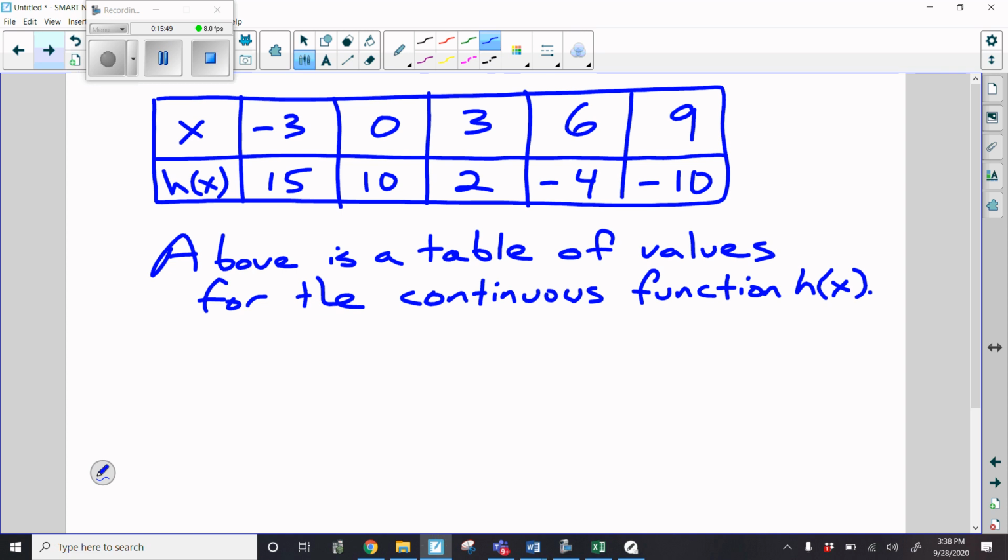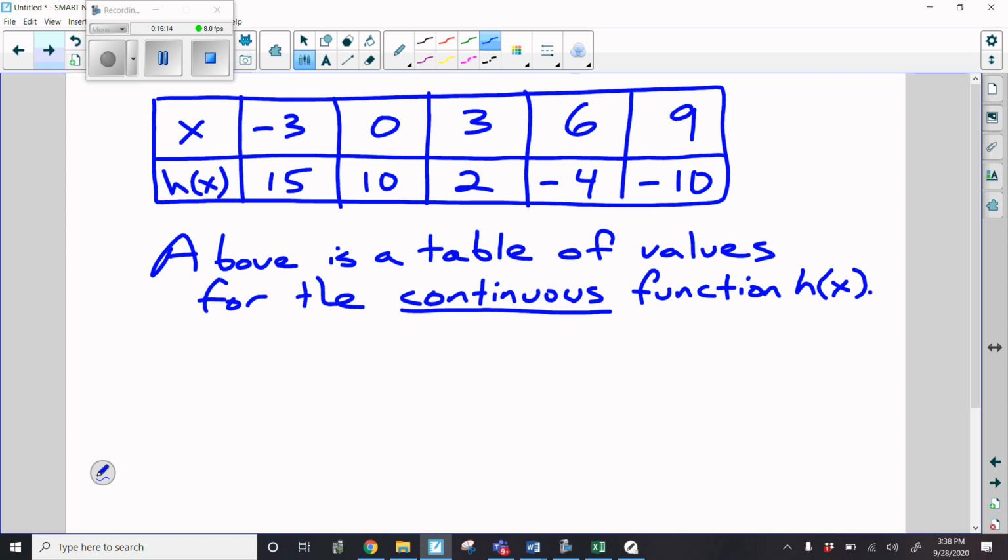Okay, so when we read that, yeah, obviously it's a table of h of x values. But there's a huge keyword jumping out at you. They are telling you that h is continuous. Does that mean we can use the IVT? 100% yes.